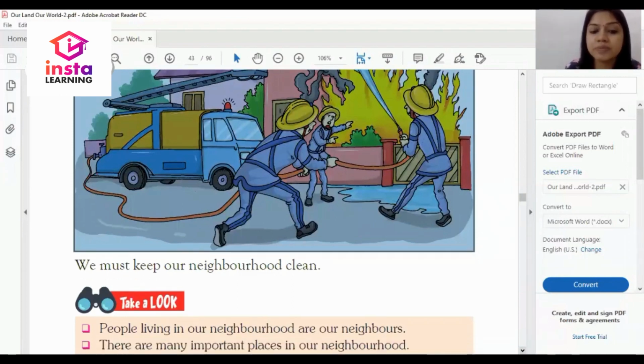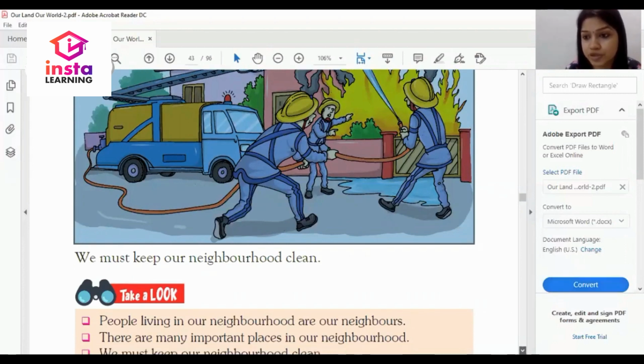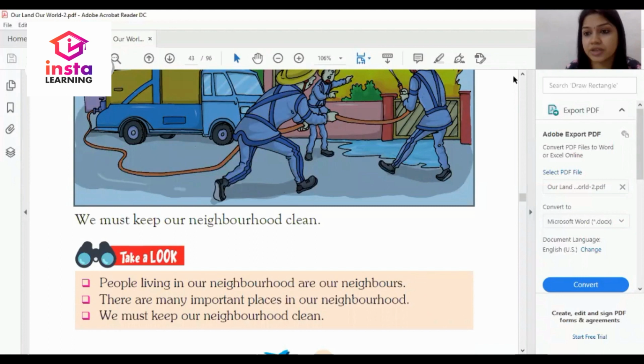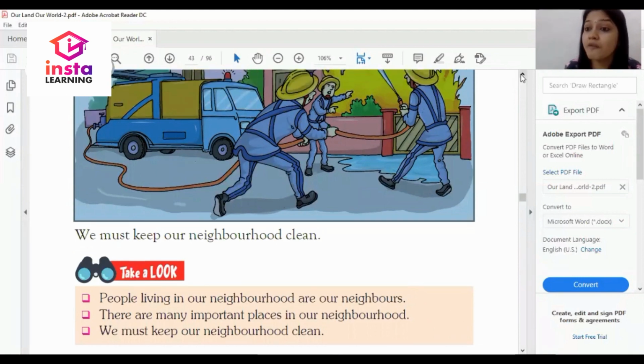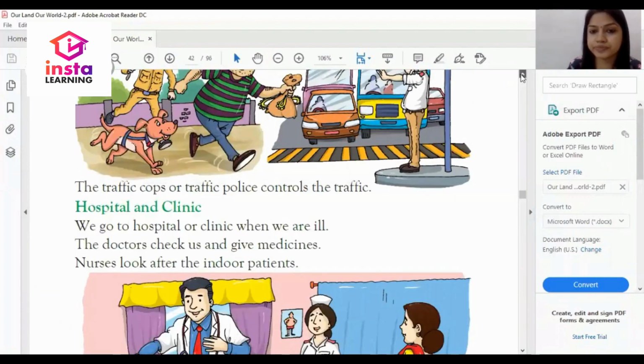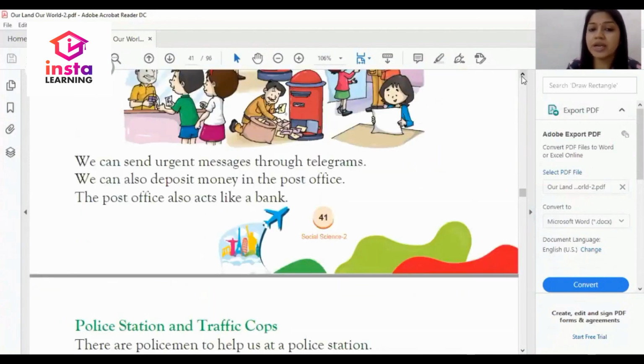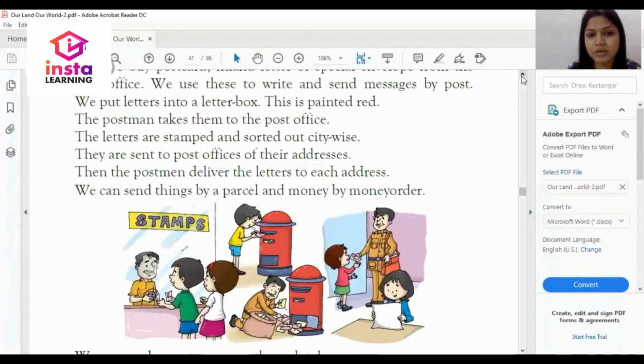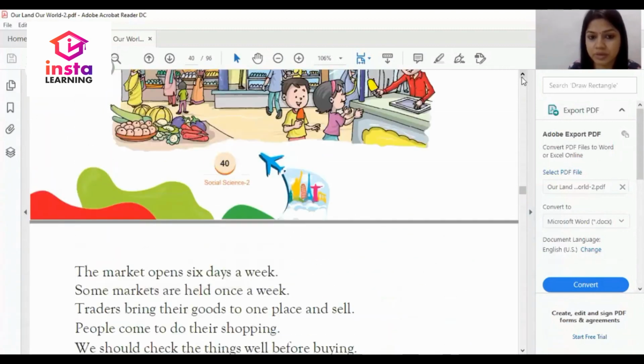We must keep our neighborhood clean. तो हमें अपने आस पड़ोस को बच्चों हमेशा क्लीन रखना चाहिए, because it is very important part of our daily life. Dear student, let's have a quick revision of the chapter.